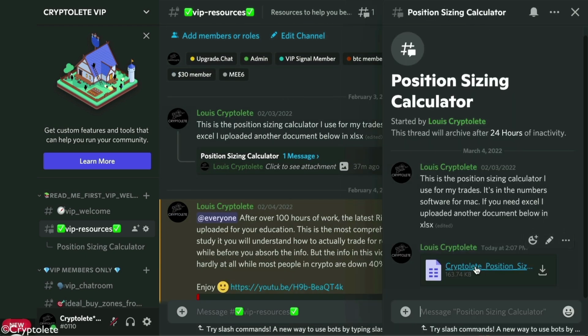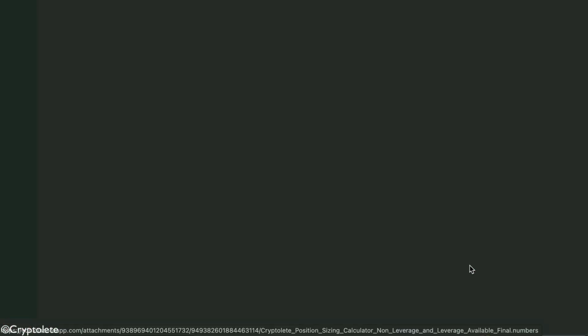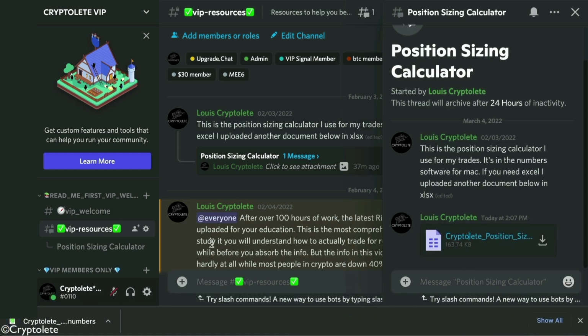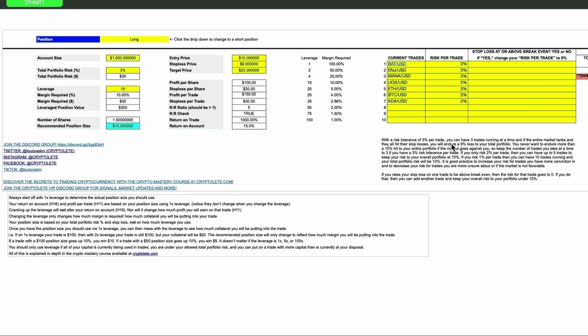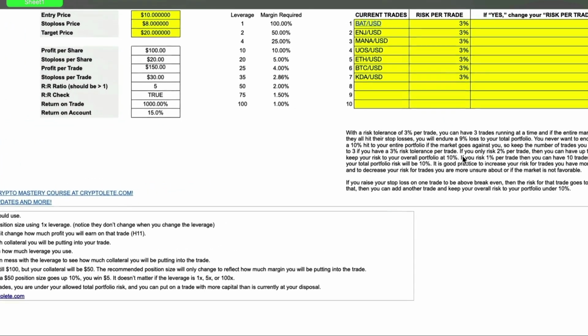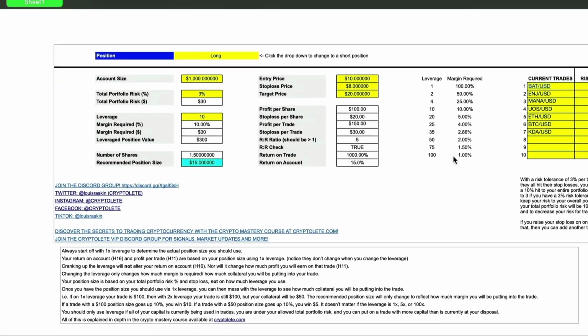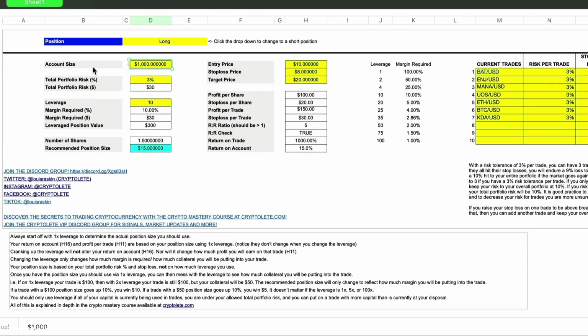I am on a Mac. So what you do is you click whichever one you need. And so I will click this. And when I download it, this is what will come up. This is the Crypto Elite Position Sizing Calculator. And let's just go over this right now. Right here, you have the account size. This is where you put in your total portfolio or your total trading portfolio account size right here.